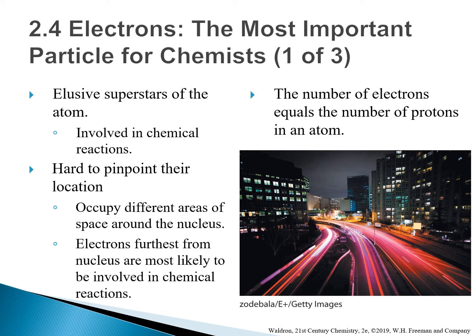After the protons and neutrons discussion, now we move on to the discussion of electrons, the most important particle for chemists. It is involved in chemical reactions. Electrons occupy different areas of space around the nucleus. The further away the electrons are from the nucleus, the more likely the electron is to be involved in a chemical reaction. Recall that electrons occupy a huge space around the nucleus, so it is very hard to pinpoint the exact location of an electron.